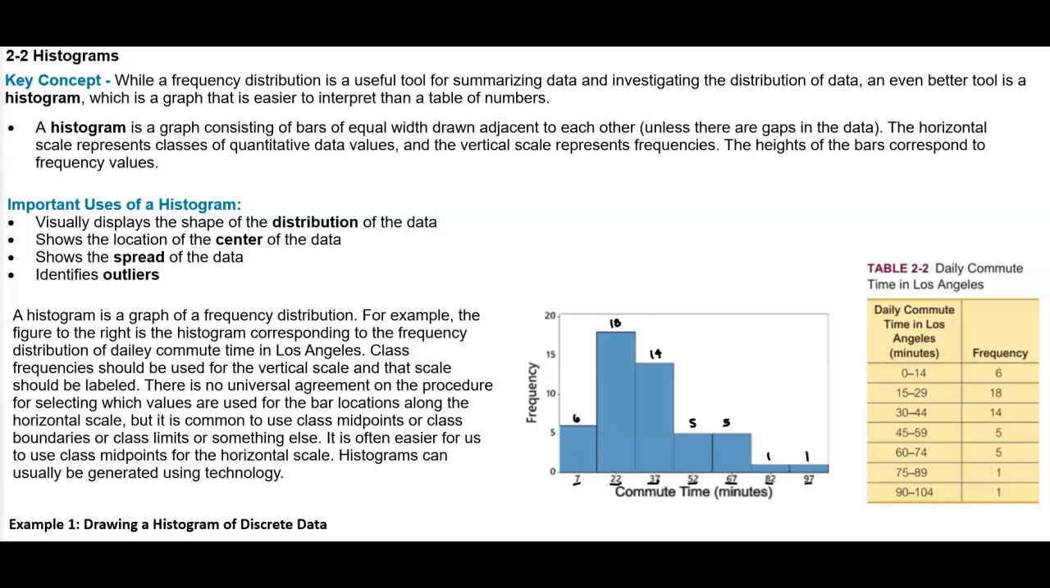And also, you want to make sure that you label your histogram. So below on the horizontal scale, you have the commute times in minutes. The vertical scale represents the frequency.